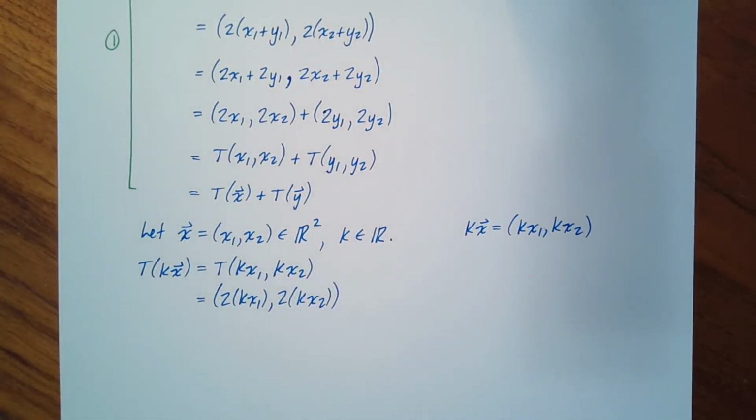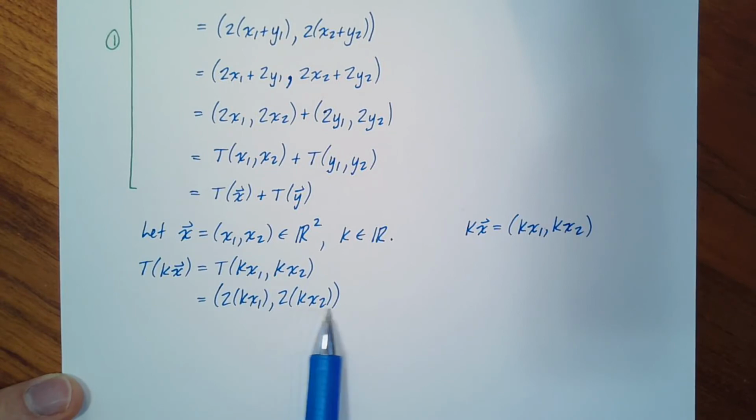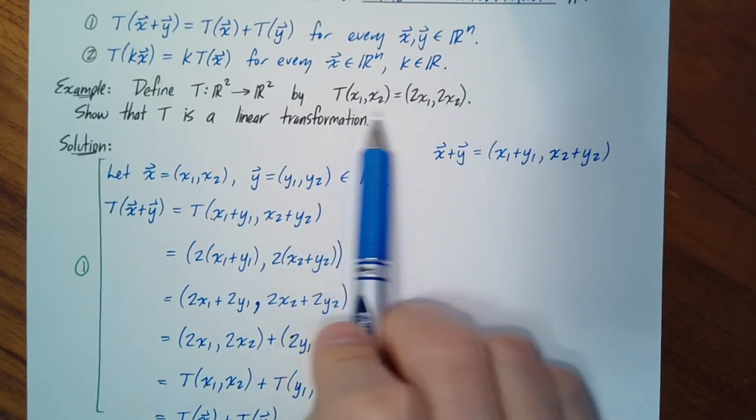So really, we've got 2 times k times x1, 2 times k times x2 for the second coordinate. Those brackets aren't really necessary. The only reason I put the brackets there was to make it clear that the first coordinate is exactly double what the first coordinate of the input vector was, and the second coordinate of the output vector is exactly double the input vector's second coordinate, right? I just wanted to make it clear that I really did follow this rule.